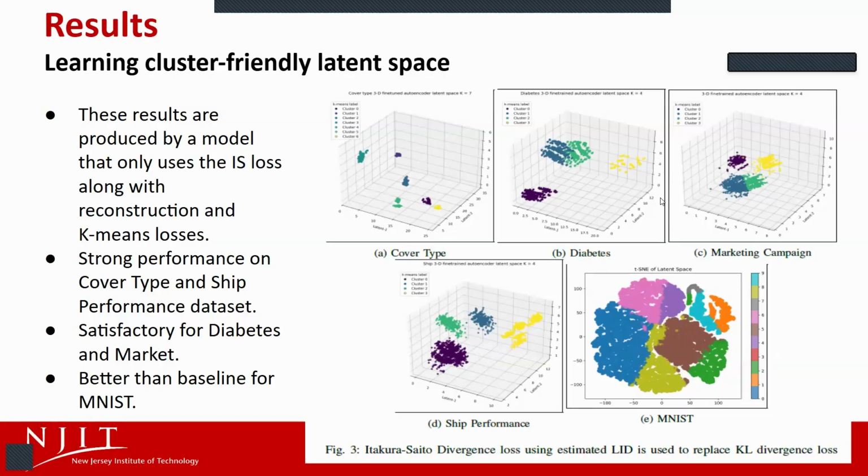In diabetes and marketing campaign datasets, the model has performed satisfactorily, while in the MNIST dataset, it has performed better than the baseline, as we can see. Also, in the MNIST dataset, the model could not be converged to 3 dimensions, because then it is incurring a huge reconstruction loss.